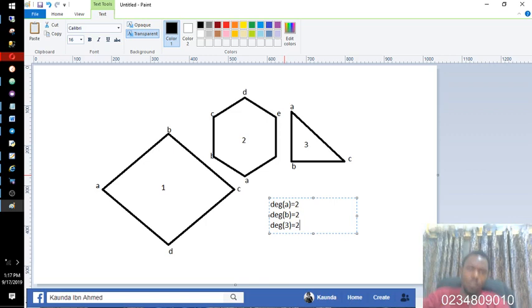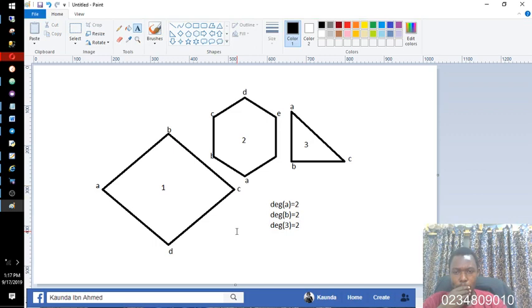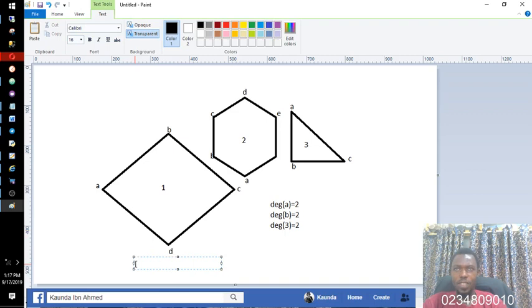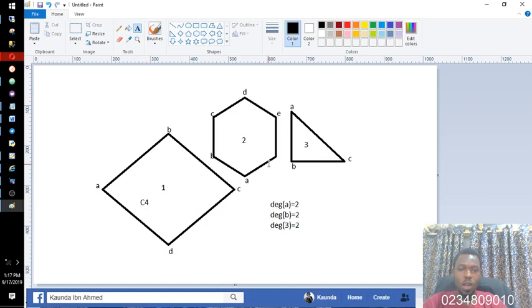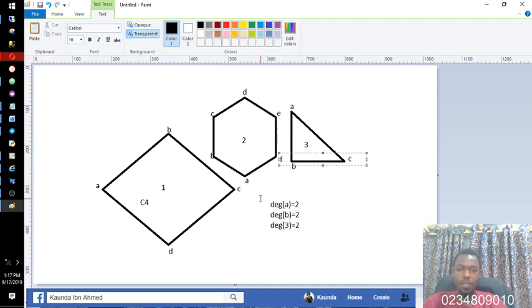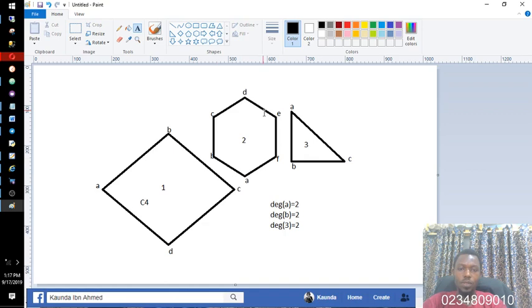And if you have this, let's try and get the number of vertices. So this is a cycle of 4 points, then you write it C4. This is 1, 2, 3. A, B, C, D, E. Need to get F here. So 1, 2, 3, 4, 5, 6. So this is a cycle of 6 vertices, so you say C6. This is a cycle of 3 vertices, so you say C3. So that is it for cycles.